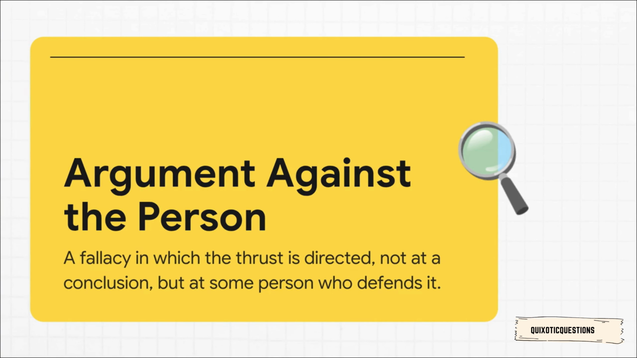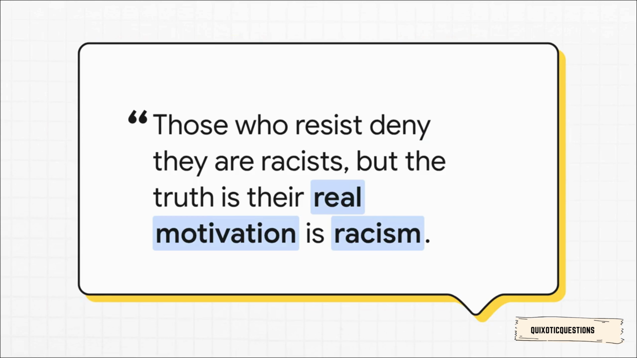First up, we've got the classic argument against the person, or if you want to be fancy, ad hominem. This is when someone just completely ignores an idea and instead starts attacking the person who said it, their character, their past, their motives. The actual point they were making totally gets thrown out the window. You see this, oh my gosh, all the time in politics. And here is a perfect real-world example.